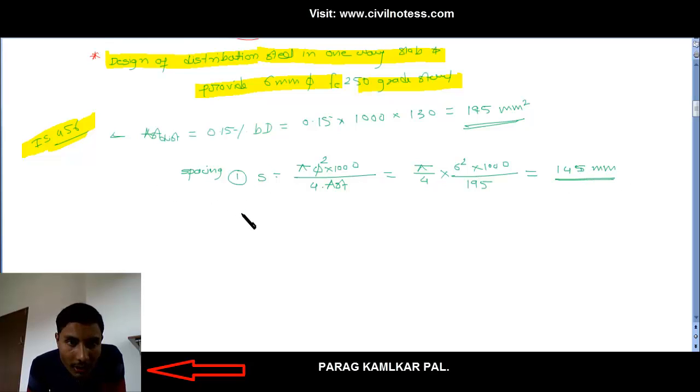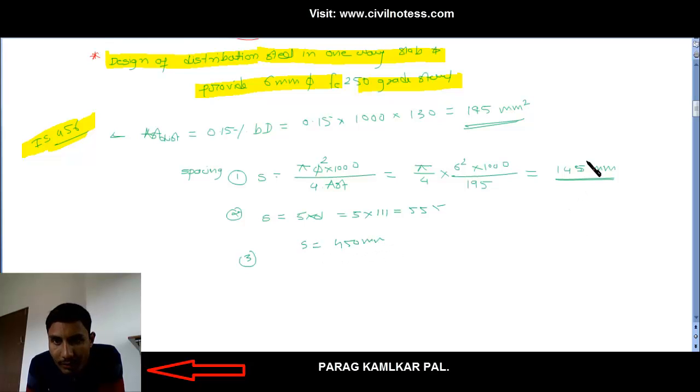Now the second one: spacing equals 3 into D. Sorry, it is not 3, we have to take 5D. I'm really sorry, I make some mistakes always. So it is 5D. 5 multiplied by D, which is 111, gives 555. The third one is spacing equals 450 mm. We have to take the minimum, so obviously we take 145. So the spacing we assign for the distribution steel is 145 mm.